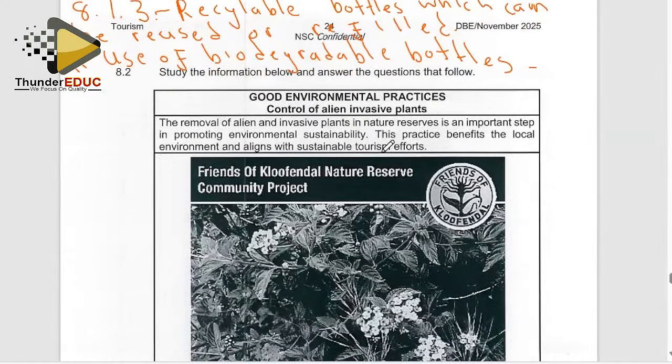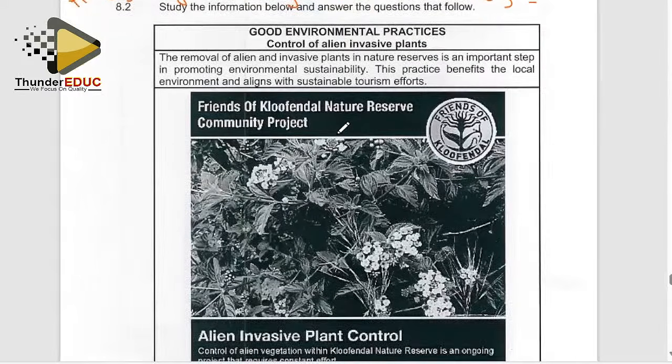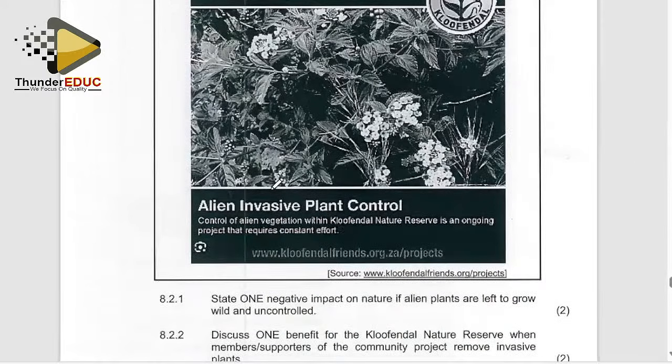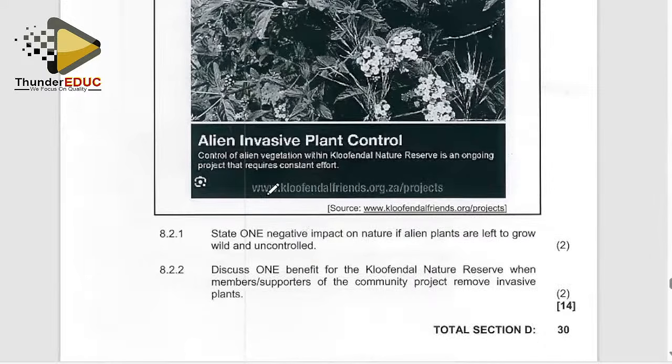Now study the information below and answer the questions that follow. Good environmental practices, control of alien invasive plants. The removal of alien and invasive plants in nature reserves is an important step in promoting environmental sustainability. This practice benefits the local environment and aligns with sustainable tourism efforts. Friends of Kloofendal Nature Reserve Community Project: alien invasive plant control of alien vegetation within Kloofendal Nature Reserve is an ongoing project which requires constant efforts. www.kloofendalfriends.org.za/projects.